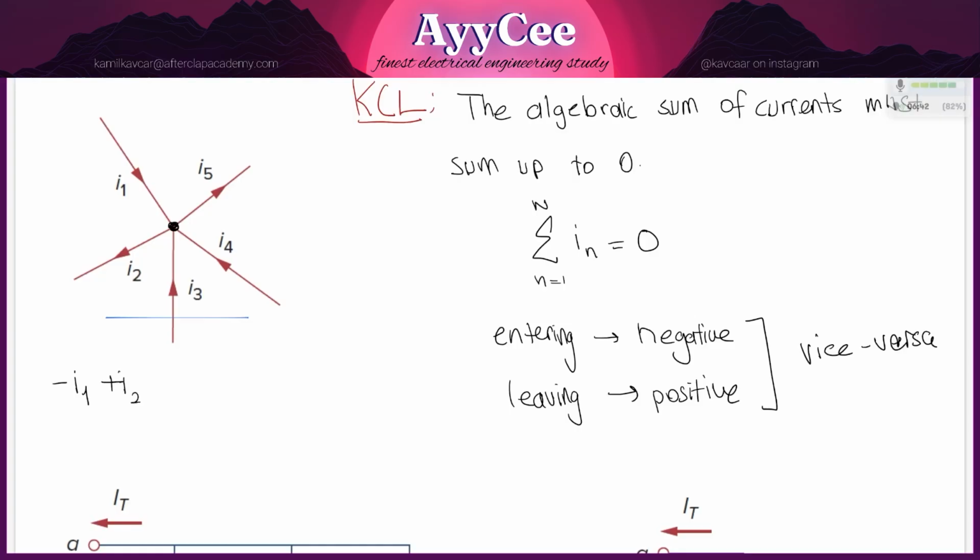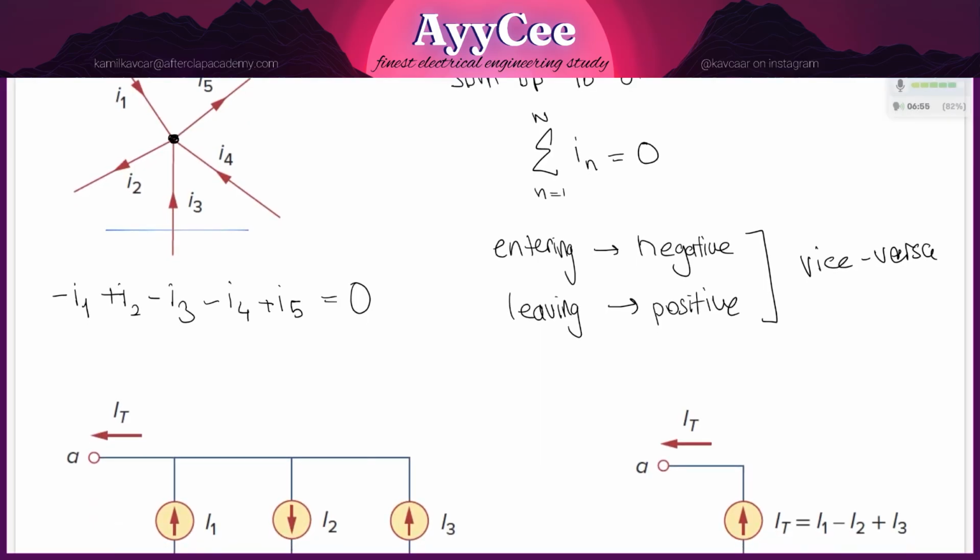And I3 is entering the node, so that's going to be negative. And I4 is also entering the node, that's also going to be negative. And in the end, I5 is leaving the node, so that's going to be positive. And all these must be equal to 0. So when we do a little bit of an arrangement in here, we can take I1, I3, and I4 to the other side of the equation. So on the left side, I2 plus I5 must be equal to I1 plus I3 plus I4.